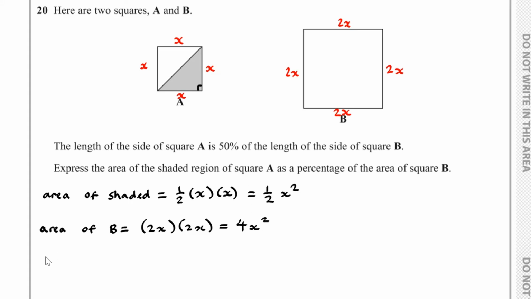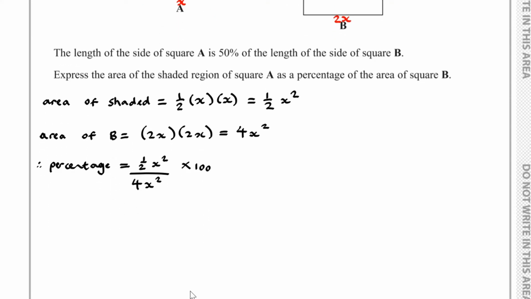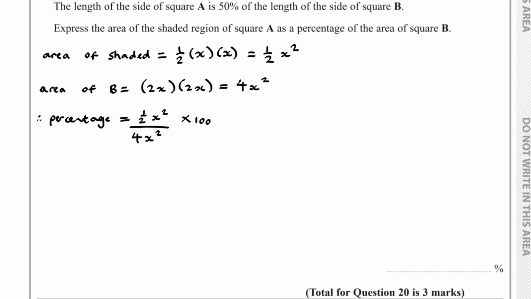And therefore, to find out this percentage, the percentage is equal to the shaded area, 1/2 x squared, divided by the 4x squared, multiplied by 100. So we have to work this out. Essentially the x squareds cancel on the top and the bottom. We have 1/2 divided by 4, which is 1/8. So here we have 1/8 multiplied by 100. So it turns out we get 12.5%.